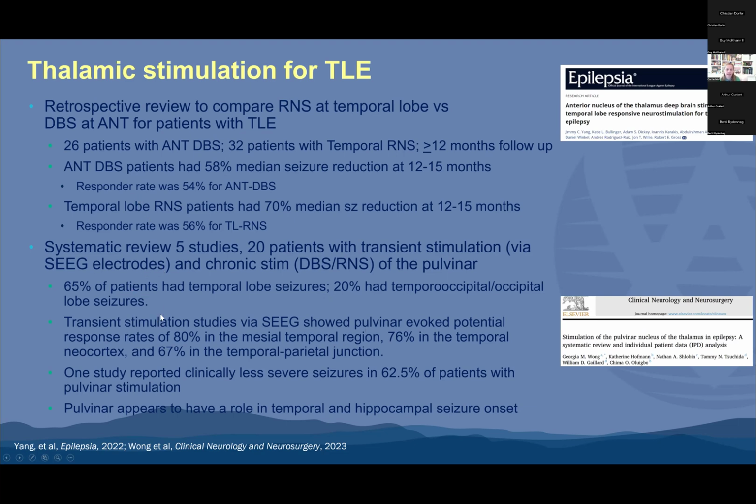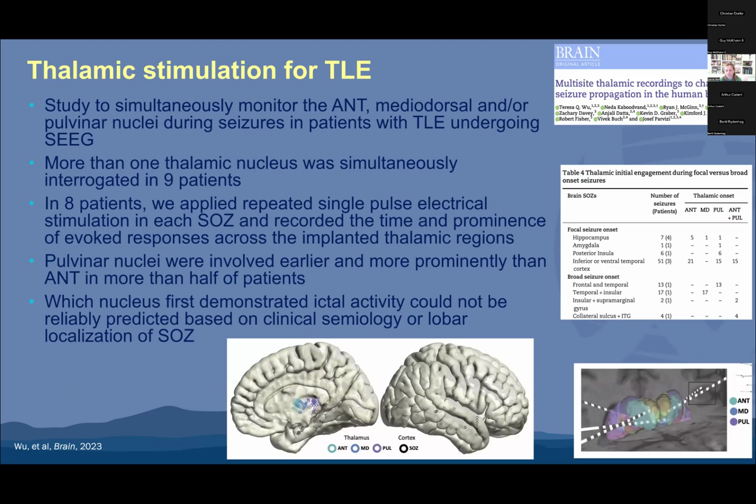Other studies looking at transient stimulation via SEEG electrodes. We haven't done that, but I know it's commonly done in France, where they'll actually stimulate through the SEEG electrodes, and they were actually able to see that the pulvinar stimulation evoked potential response rates of up to 80% in mesial temporal, 76% in temporal neocortex. So there's actually a lot of data that shows that thalamic stimulation can have benefits for temporal lobe epilepsy.